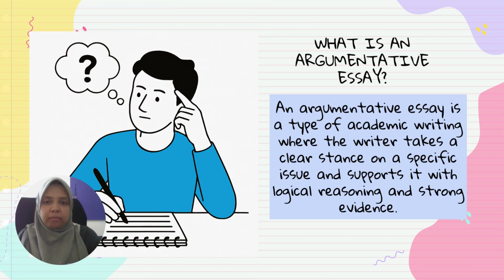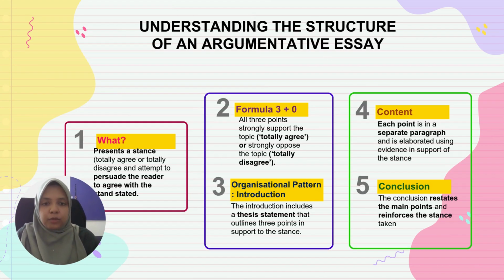What does it mean by taking a clear stance? It means the author needs to clearly state either totally agree with the topic given or totally disagree with the topic given. So you need to choose a side, all right? Only one side. Let's take a look at the structure of an argumentative essay.